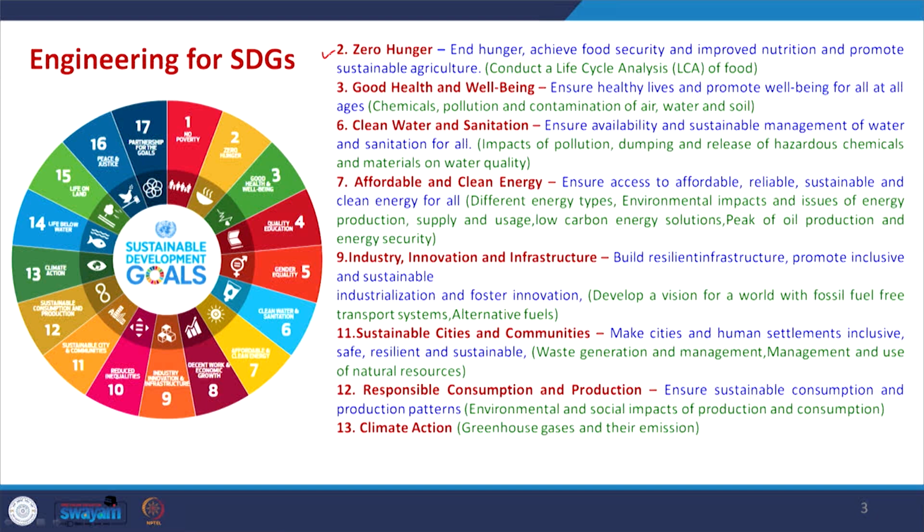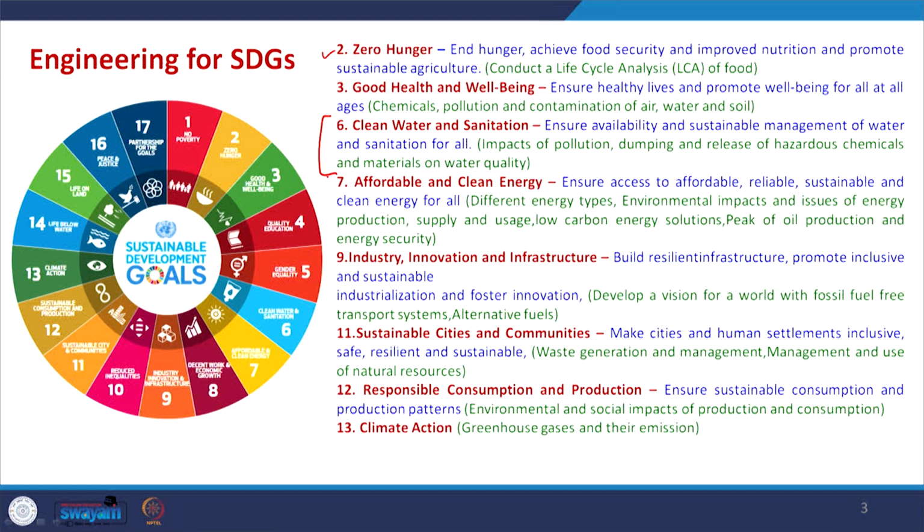For doing this we will require chemicals, and when we require chemicals, certainly pollution and contamination will also happen. So, we will require treatment also. Similarly, clean water and sanitation is one of the important sustainable goals, and in achieving this goal the biological wastewater treatment or biological water treatment that we have studied will play a very important role. So, this goal requires ensuring the availability and sustainable management of water and sanitation for all. This goal has to be achieved by 2030.